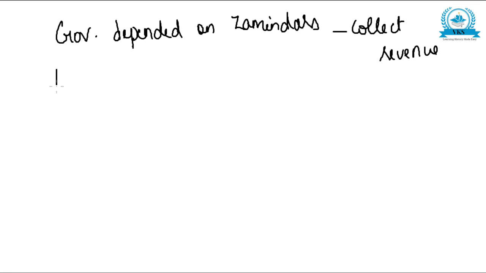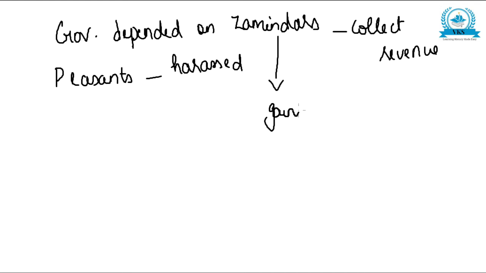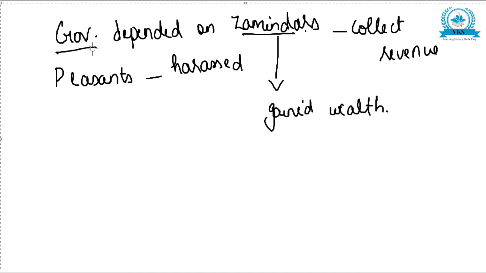And here in this system, the peasants were harassed. Peasants suffered, and zamindars gained a lot of wealth at the cost of peasants. They were like middlemen. They collected the revenue and the government depended on the zamindars. So this was the first land revenue system introduced by the British, that is, the Permanent Settlement or Zamindari system.